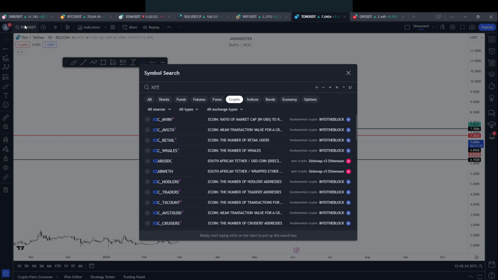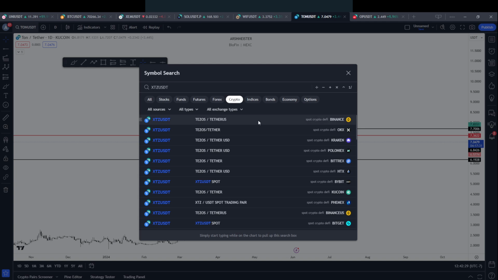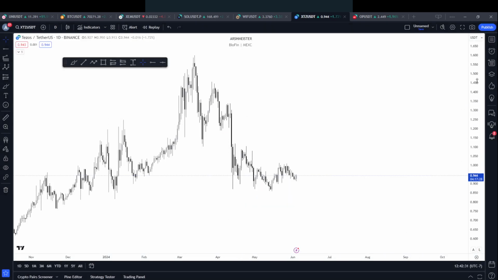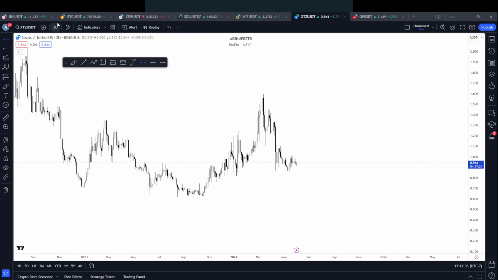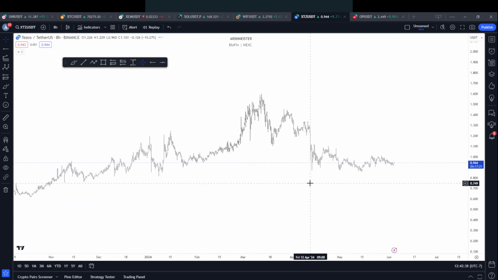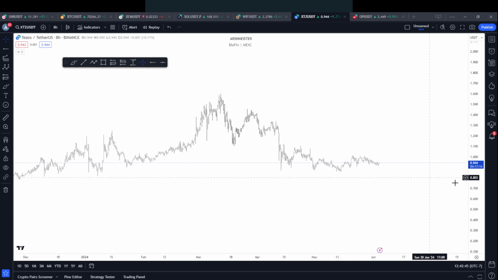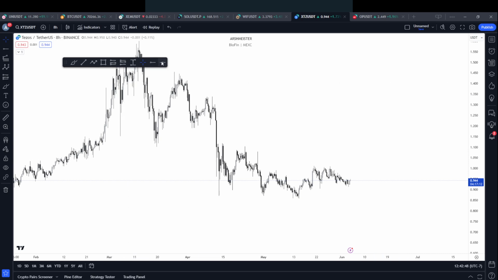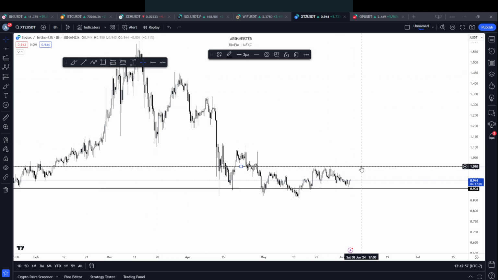XTZ. My recommendation to anyone trading coins from last cycle: don't. Right? These coins will not have any upside to them. Focus on new coins from this cycle. Focus on the narratives. Like this coin is dead. This chain is dead. They haven't had any developments or anything.